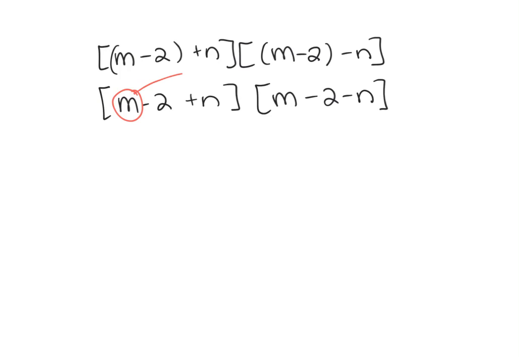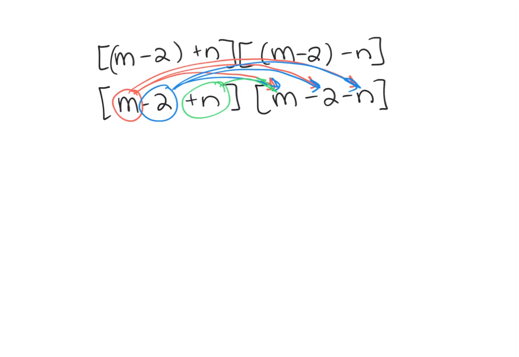This m will multiply to everything in the second parentheses. This -2 will multiply to everything. And the n will multiply to everything. So if we do that first m, you have m times m, you get m squared. m times -2, -2m, m times -n, -mn.